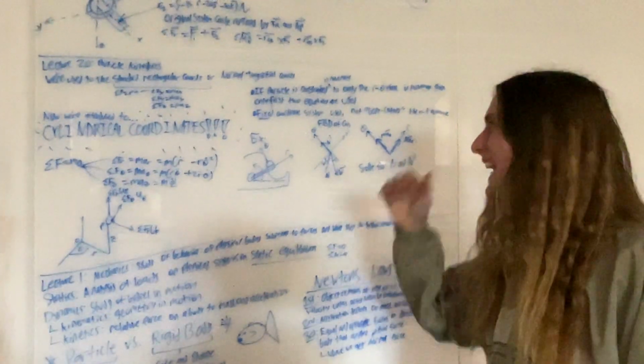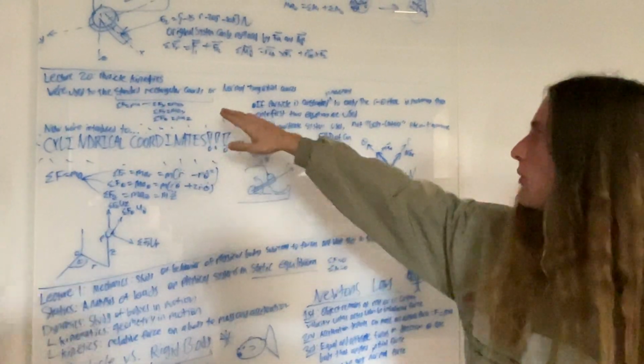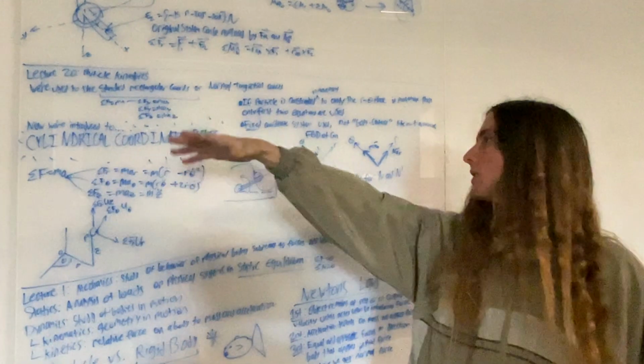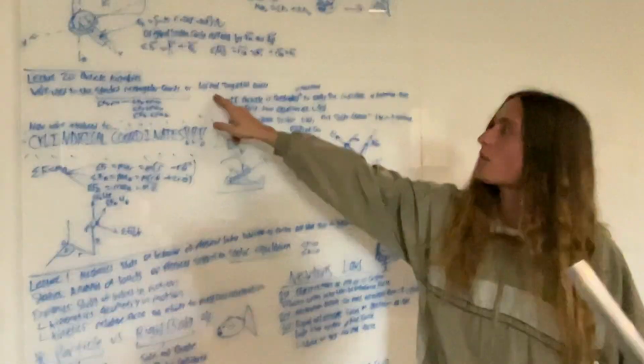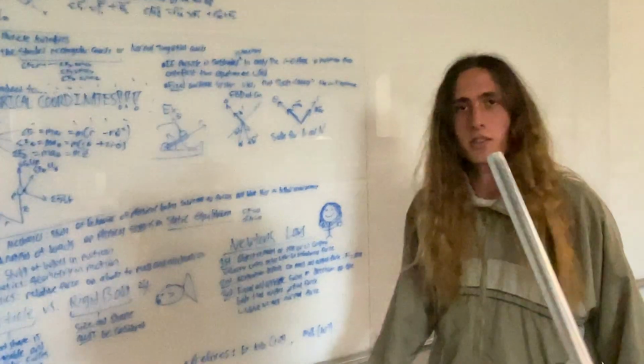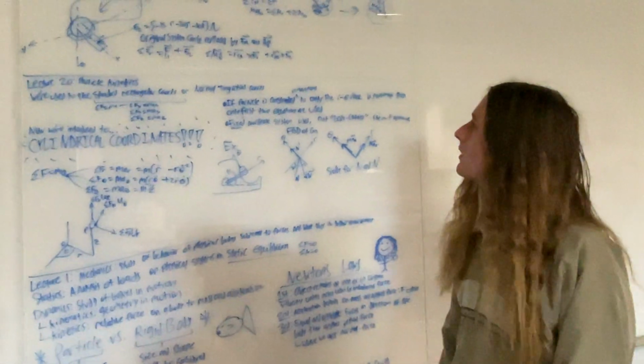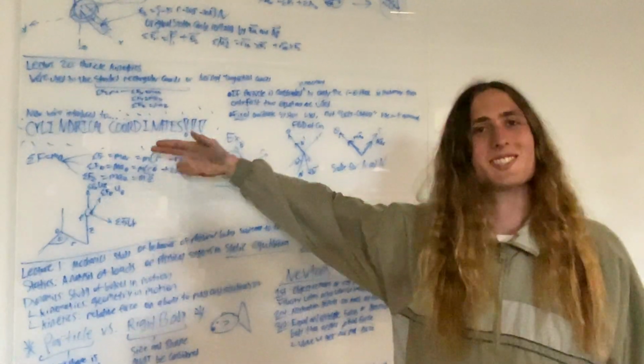This is lecture 20. This is particle kinetics. So we're used to the standard rectangular coordinates, which you've seen in some of these, which is kind of what you expect. Fx is equal to max, Fy is may, and so on. We've also learned normal tangential, which some of my colleagues have already explained. Now we're introduced to cylindrical coordinates.